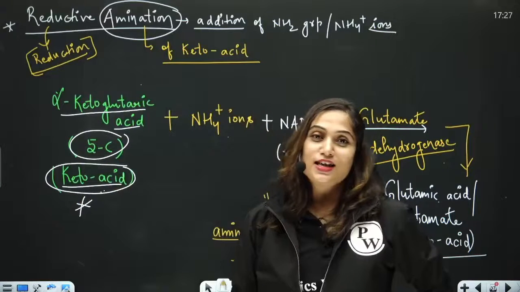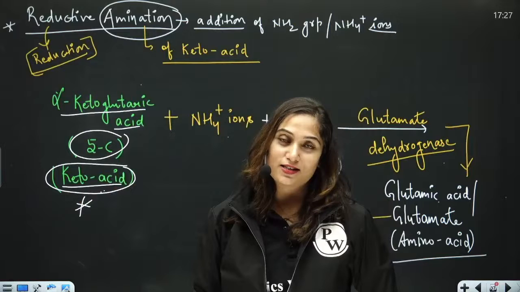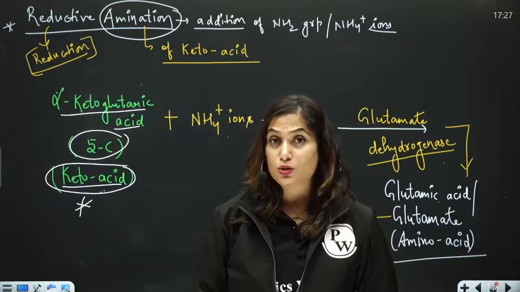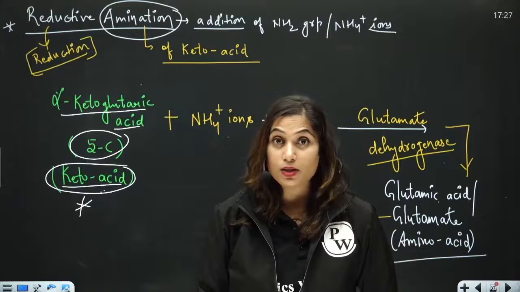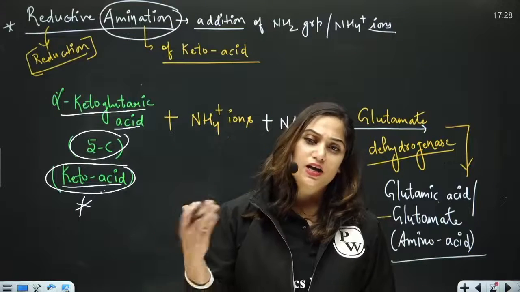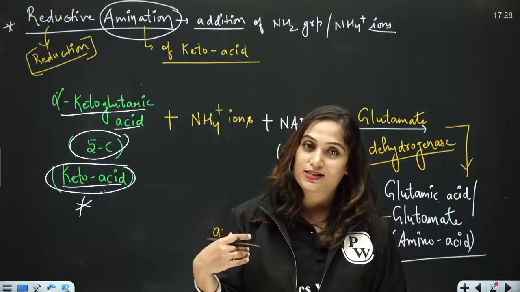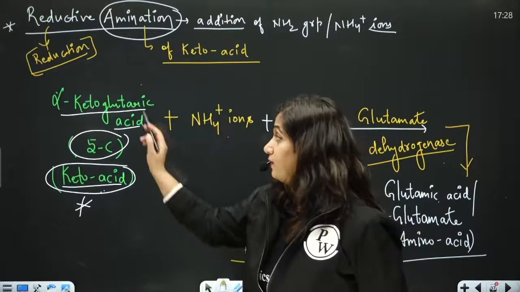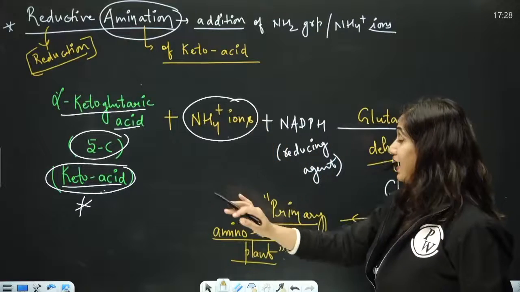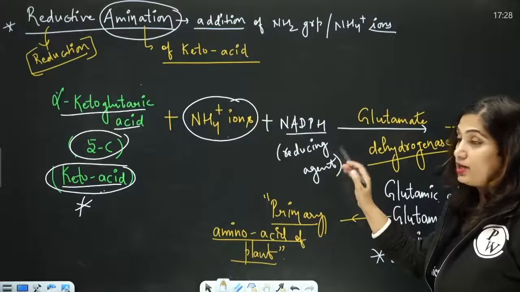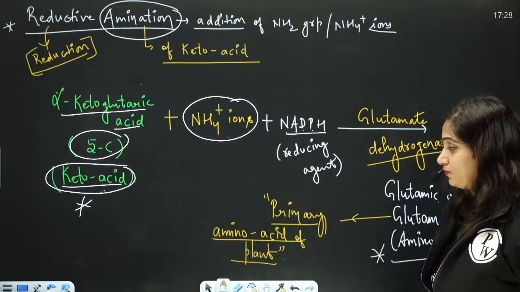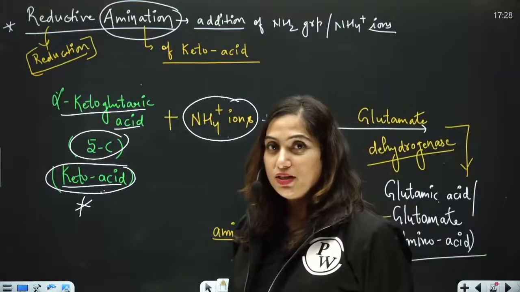So the plant takes the help of a keto acid. It says, please accept these ammonium ions. We have to consume these ammonium ions because we cannot allow them to accumulate. So alpha ketoglutaric acid says, okay, I will accept these ammonium ions. So this keto acid accepts these ammonium ions, and we need a reducing agent here also, and the reducing agent is NADPH.